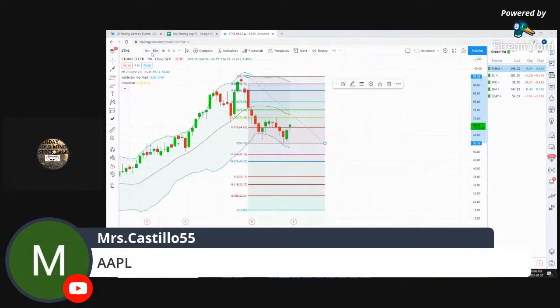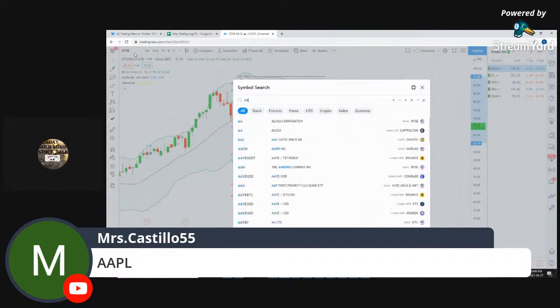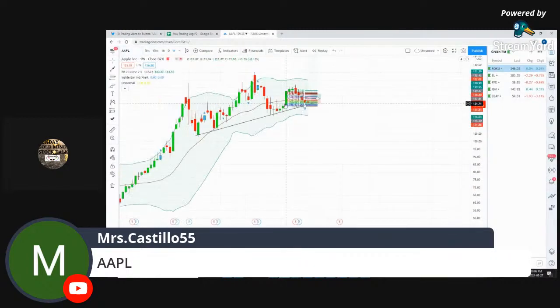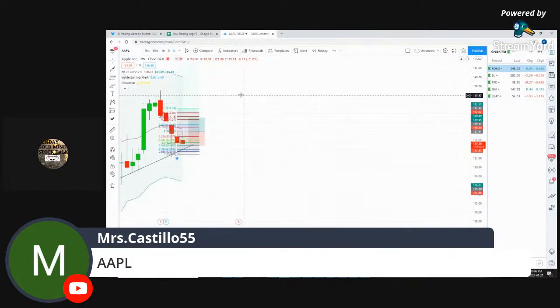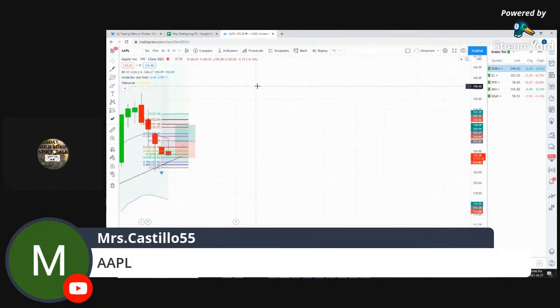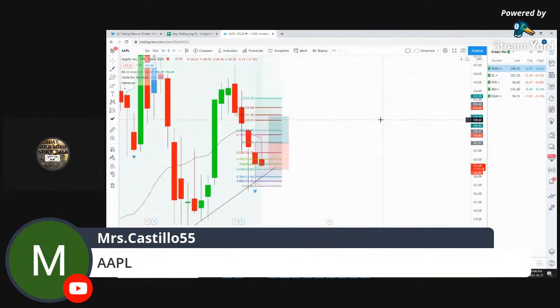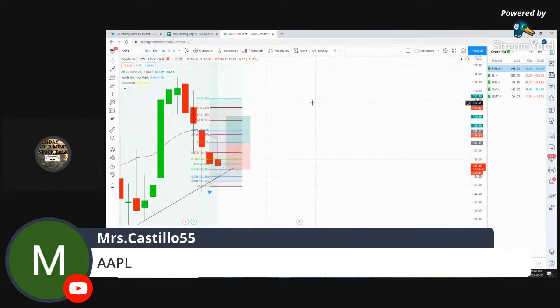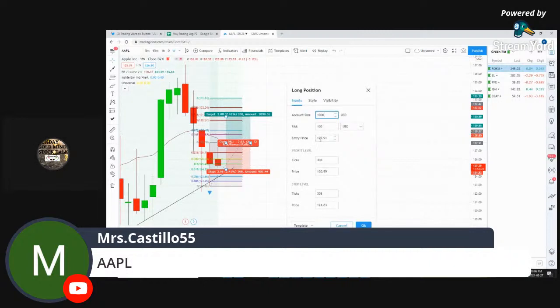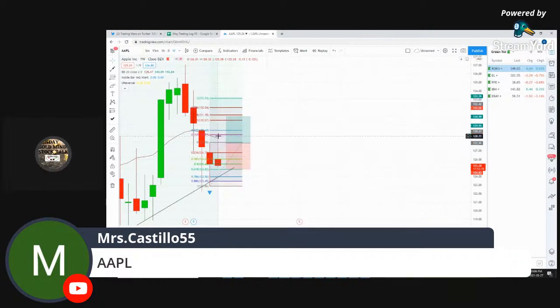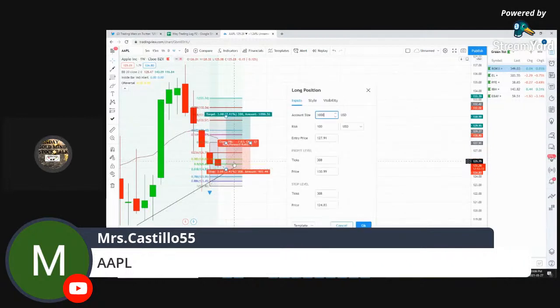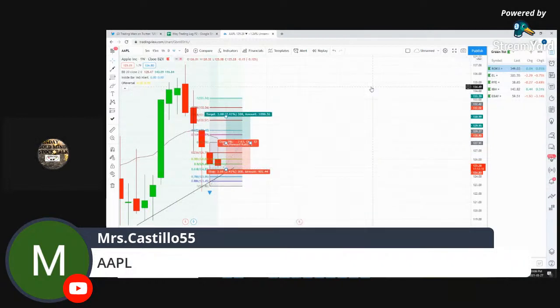Mr. Castillo, 55. Apple. Apple was a loser for me. Well, it's close to being a loser. It hasn't stopped out yet, but it's very close. So this is an example when an inside bar doesn't work, right? We got in long with Apple here at 127.91, and it broke out and then it came back down, and the stop loss is right there at 124.83. So unless we gap up tomorrow, that stop loss is probably going to get tagged.